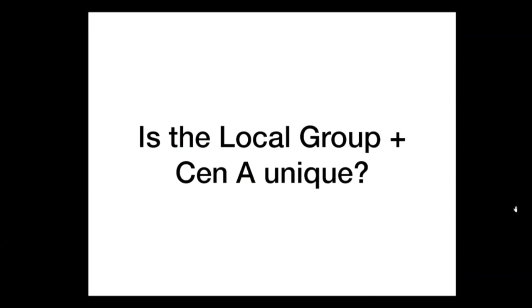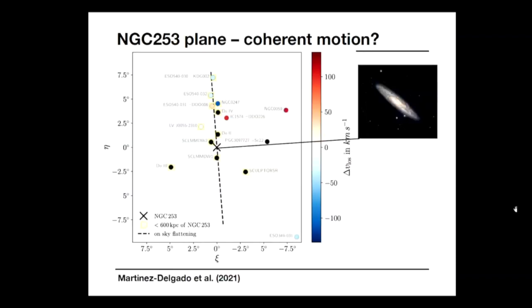That begs, of course, the question: is the local group plus Sene unique? Let's go to the next group. Here is NGC 253, the Sculptor group, and also recently there, David Martinez Delgado et al. found some planar alignment of the dwarf galaxies. And if you look here at the velocities, it seems that there's some overabundance of blue shifted dwarf galaxies there.